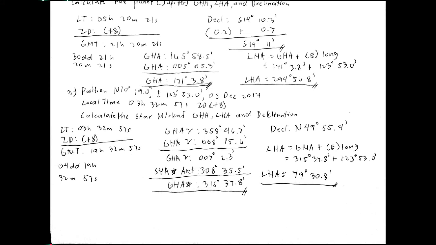Next is the declination, which is still found in the nautical almanac. The value of the declination is 49 degrees north 55.4 minutes. Lastly, for the LHA, we will use the formula GHA plus easterly longitude. So we have 315 degrees 37.8 minutes plus 123 degrees 53.0 minutes. We add to get the final LHA value of 79 degrees 30.8 minutes.